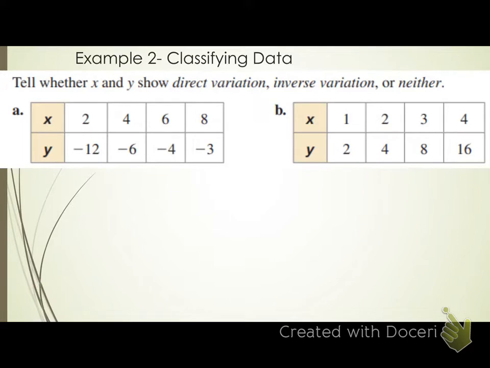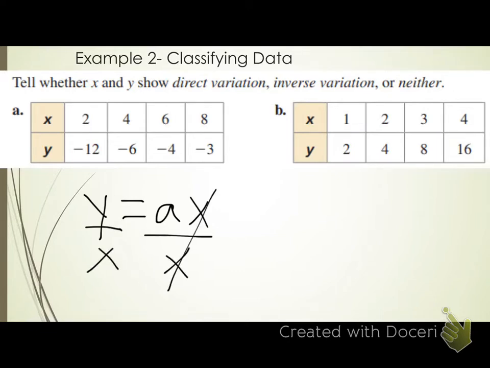Okay, example 2. Classifying data. It says tell whether x and y show direct variation, inverse variation, or neither. Okay, I hope this part is not too confusing. Earlier we had, for direct variation, y equals ax, correct? Well, do I have any a's in any of my charts? What do I have in my charts? Just x and y. So let's solve this equation for a. How do I get a by itself here? By dividing. Dividing by x, trying to get a by itself. So a equals y over x.